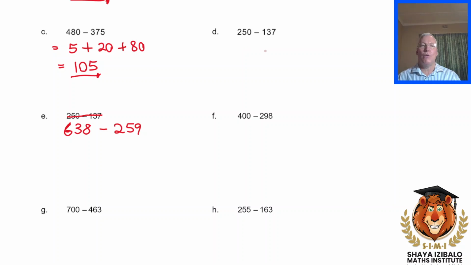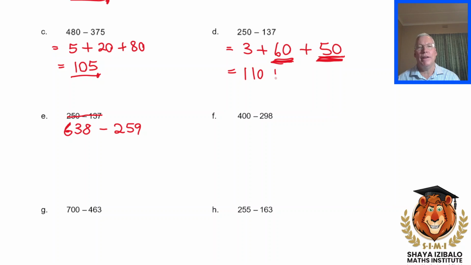250 take away 137. We need 3 to get to 140. To get from 140 to 200, we need 60. And to get from 200 to 250, we need another 50. Right, now we're going to add these up. Now this is not as bad as it looks. This is 6 lots of 10, and this is 5 lots of 10. How many lots of 10 have we got altogether? If we've got 6 plus 5, we've got 11 lots of 10. And 11 lots of 10 is 110, plus 3, 113.